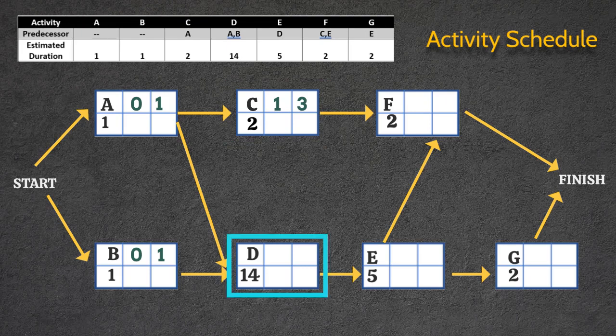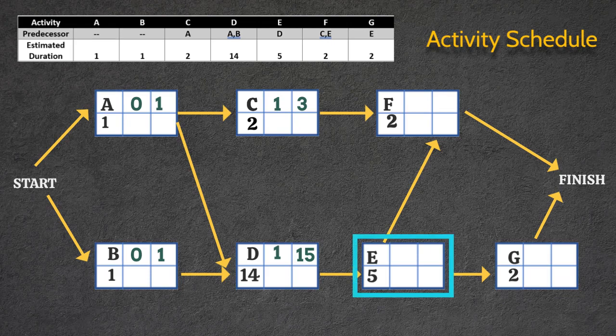The activity D needs both A and B to finish before it can start. In our case, both the earliest finish times for activity A and B are 1. So this means that the earliest start time for activity D will be 1. In a case where these numbers were not the same, since this is a forward pass, you would have taken the highest earliest finish time between preceding activities A and B. Next, we will calculate the earliest finish time for activity D. It will be 14 plus 1, which will give us 15.